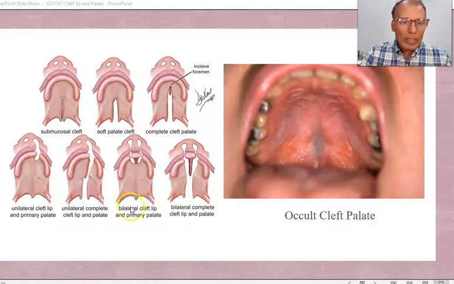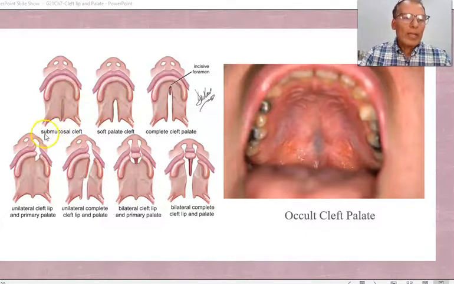Then here you have a bilateral cleft lip and primary palate, just the anterior. This is the severe form of this, and this bilateral complete cleft is the severe form of the unilateral one. Now, here you have the complete cleft palate, just the palate, the hard palate and the soft palate completely cleft, and everything in the front is fine. Then you have only the soft palate. That is a possibility as well. The hard palate is completed, but the soft palate is not.